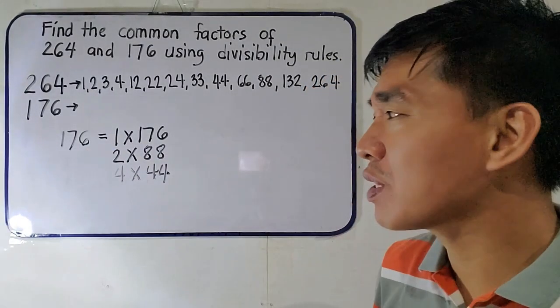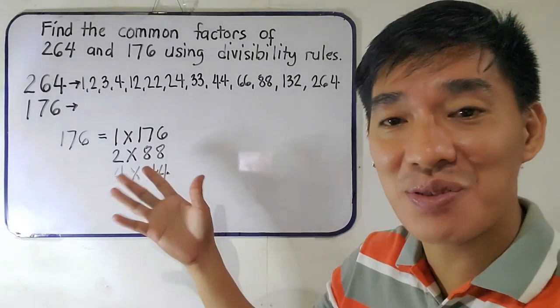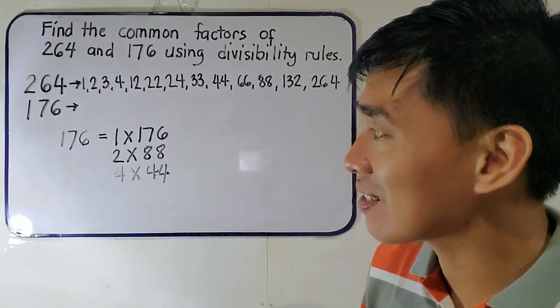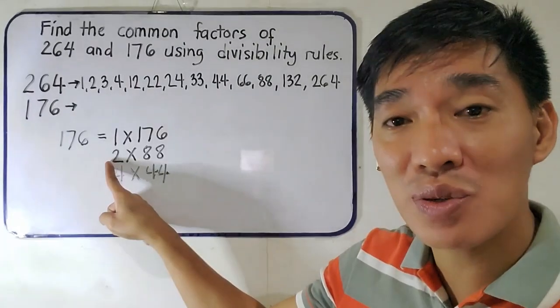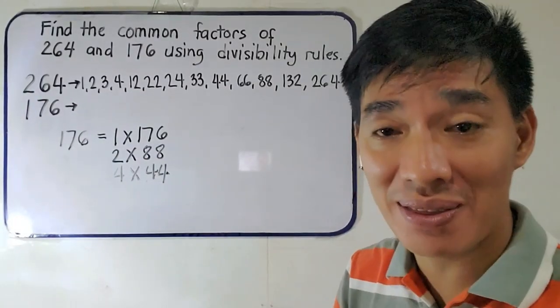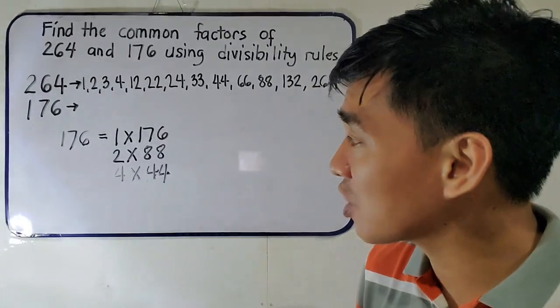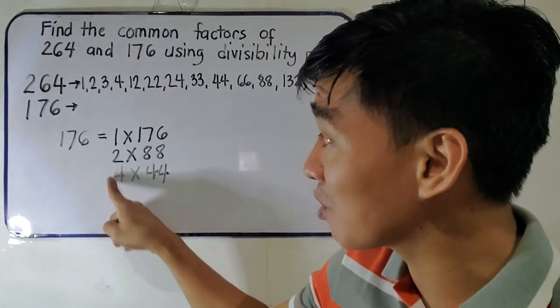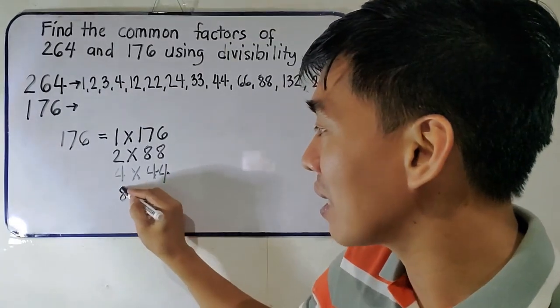By 5, obviously it's not divisible by 5 because it does not end with 5. By 6, obviously not by 6 because that's only divisible by 2 but not by both 2 and 3. Not by 6, not by 7. Let's try by 8. Yes, that is divisible by 8 because 2 times 4 is equal to 8. So that is equal to 8 times 22.